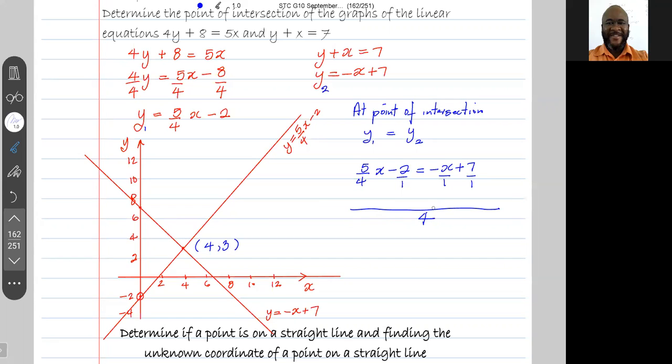4 into 4 goes 1. 1 times 5x is 5x. Minus 2, 1 into 4 goes 4. 4 times 2 is 8. Is equal to 1 into 4 is 4. 4 times minus x is minus 4x. 1 into 4 is 4. 4 times 7 is 28. So now I have 5x minus 8 is equal to minus 4x plus 28.